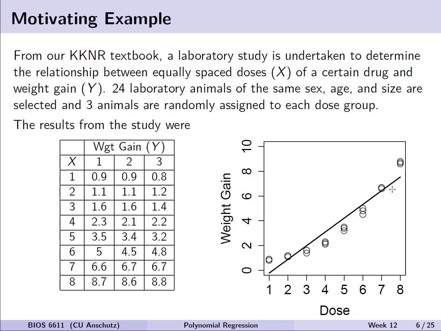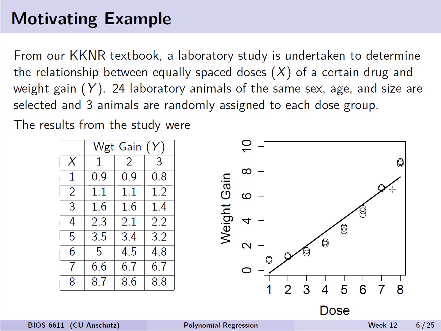To help motivate this though, we're going to build off of our linear regression framework on this example from one of our textbooks for the class, the KKNR textbook. In the book, they have a laboratory study dataset which was undertaken to determine the relationship between equally spaced doses X of a certain drug, and weight gain as the outcome y. 24 total laboratory animals of the same sex, age, and size were selected, and then 3 animals were randomly assigned to each dose group.